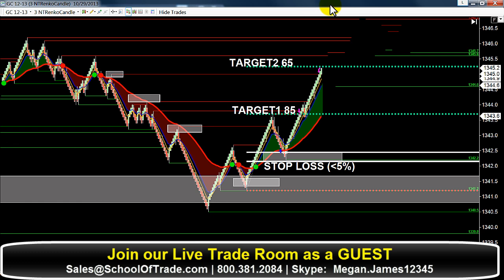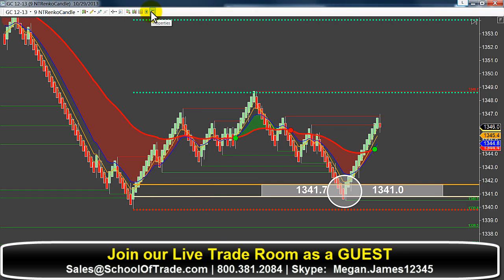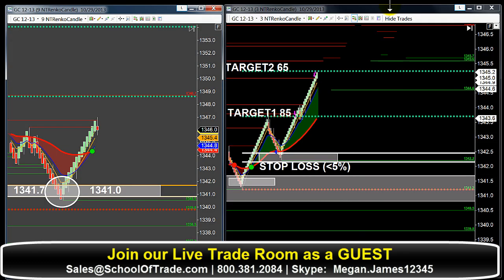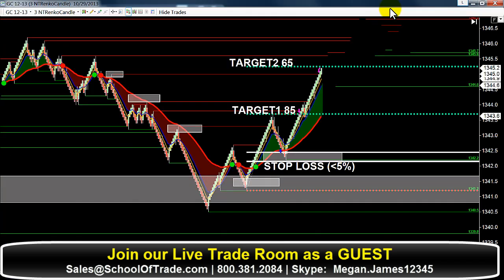Today we talked about using multiple time frames. We found the turning point on the anchor chart, and then we used the entry chart to capitalize on it.